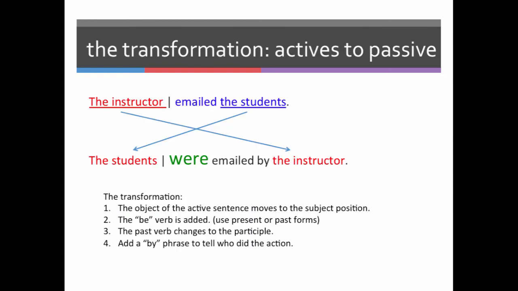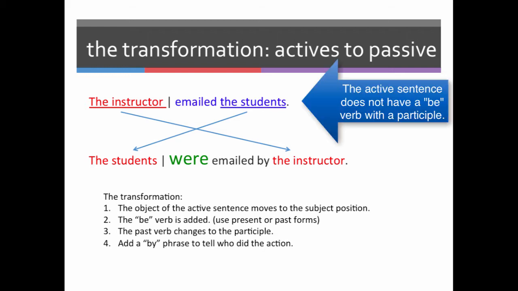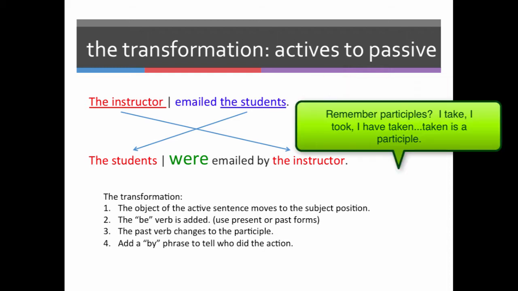So how is that formed then? So we can see in this example we have the active sentence in the first one. The instructor emailed the students. So again, this is the active sentence where the instructor is the one who did this action. So the instructor plus a past verb, emailed, plus the object, the students. So the students receive the action. They receive the email.